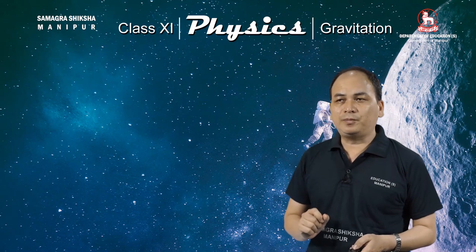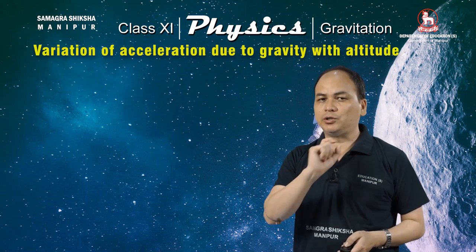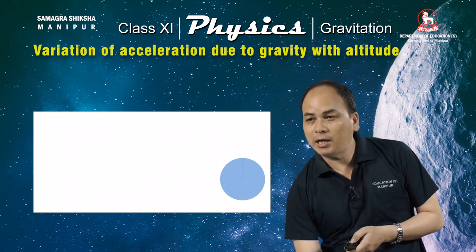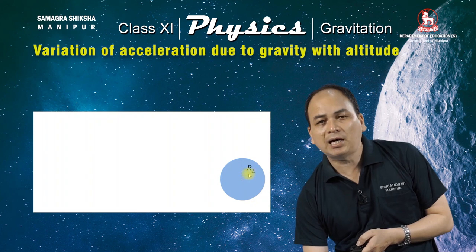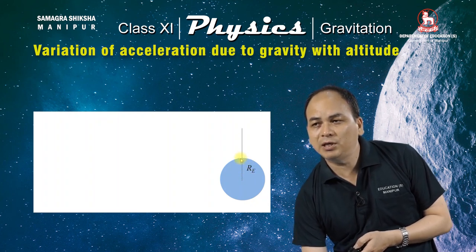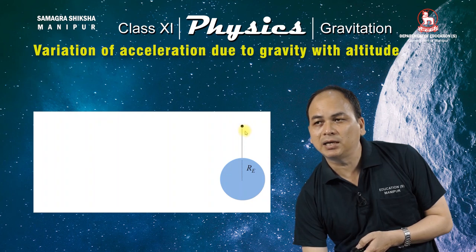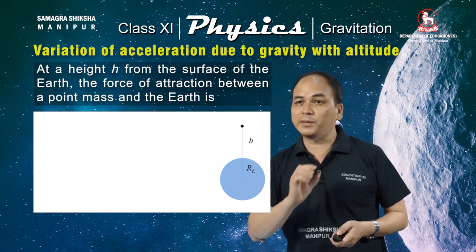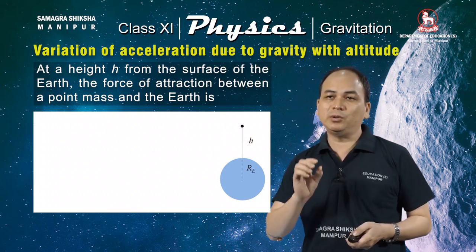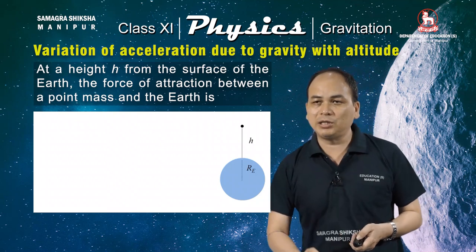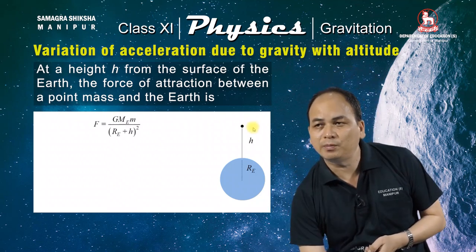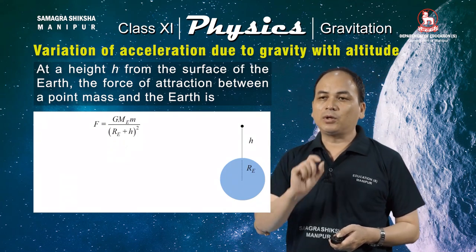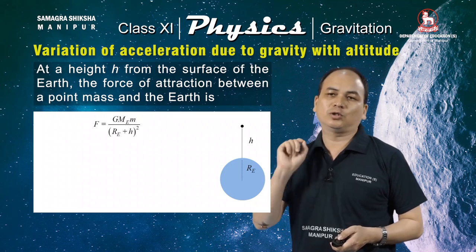Now, variation of acceleration due to gravity with altitude, that is, height. Let us consider the earth with radius R_E, and a point mass at a height h from the surface of the earth. The force of attraction between the point mass and the earth, according to Newton's law of gravitation, is F equal to G M_E times m divided by (R_E plus h) whole square.